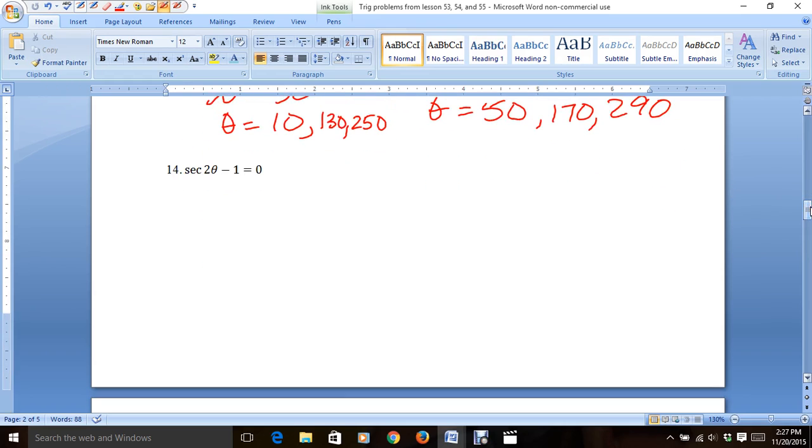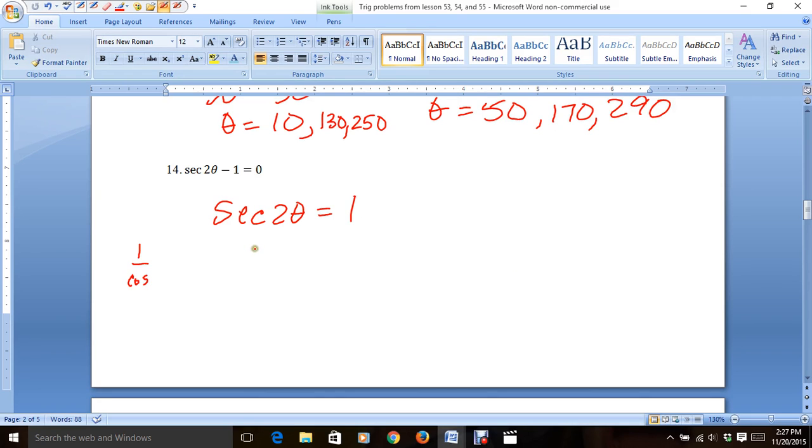Alright, secant 2 theta minus 1 is 0, so again we want to isolate the trig function. Add 1 on both sides, so we get secant 2 theta equals 1. Secant, remember, is 1 over cosine, so we're going to look at cosine on our unit circle and see when cosine is 1. You should know that cosine is 1 at 0 degrees. I'm not even going to flip over to the unit circle. Cosine is 1 when x is 1, and that is at the point (1, 0), which is on the x-axis on the right, and that is 0 degrees.